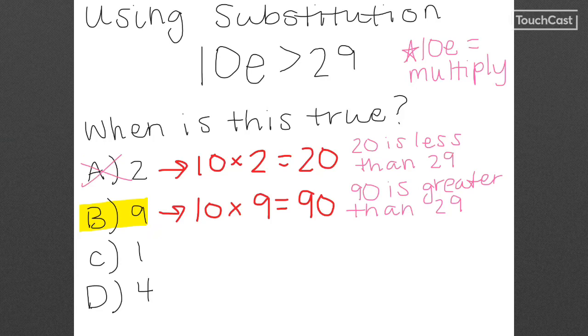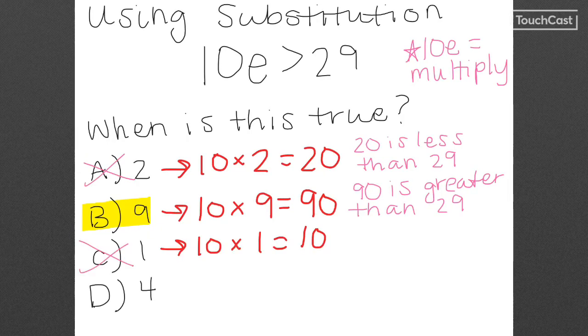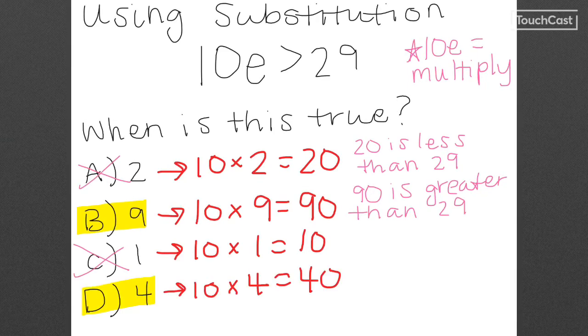Now I want to go ahead and double check the last two because there could be more than one correct answer. Let's just see. Now if I do 10 times 1, that's going to equal 10. And I know that 10 is less than 29. If 20 was less than 29, 10 has to be less than 29. So there's only one more answer choice to check. If I replace e with a 4, I have 10 times 4 and I get 40. So 4 also makes the equation true.